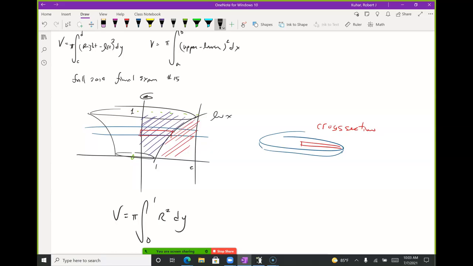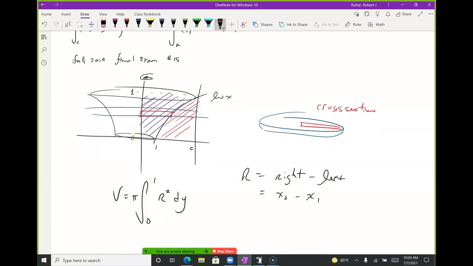What's telling me dy? That smaller side of the rectangle is along the y-axis. So that's telling me it's a delta y, and when I go to the integral, it becomes a dy. Now my R has got to be a right minus left here. And that is an x sub 2 minus an x sub 1. But x sub 1 is 0, so kind of nice, right?